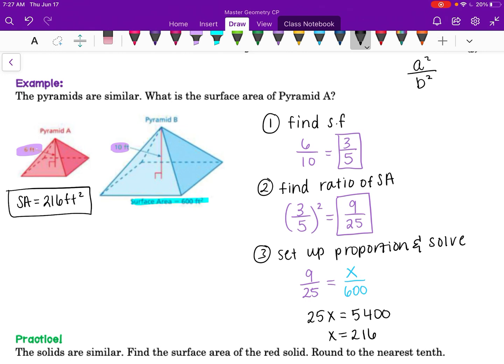So step 1, find that scale factor, which is the ratio of corresponding lengths. Step 2, find that ratio of surface areas. Step 3, set up your proportion and solve. Pause the video and try the 2 practice examples on your own.